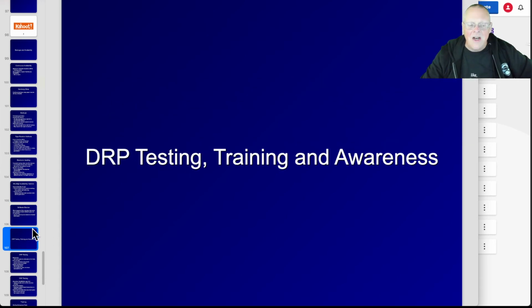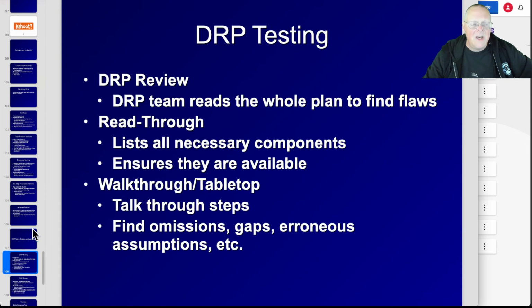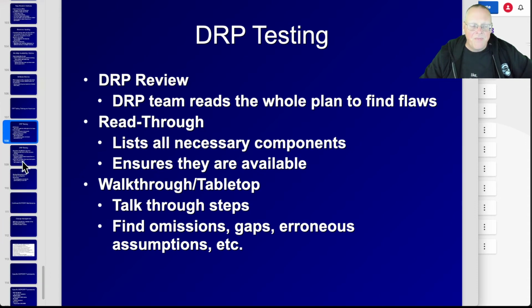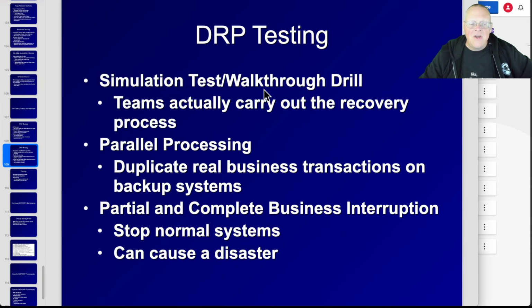All right, and so you've got to test your plan. There are various ways to do it. You can just read the plan to see if it looks good. You can do a read through where you list all the components and go make sure they're all available. You can do a tabletop walkthrough where you talk through all the steps and have people sort of role play the various positions, and this will help you find out if there are flaws. You can do a simulation test where you actually carry out the process.